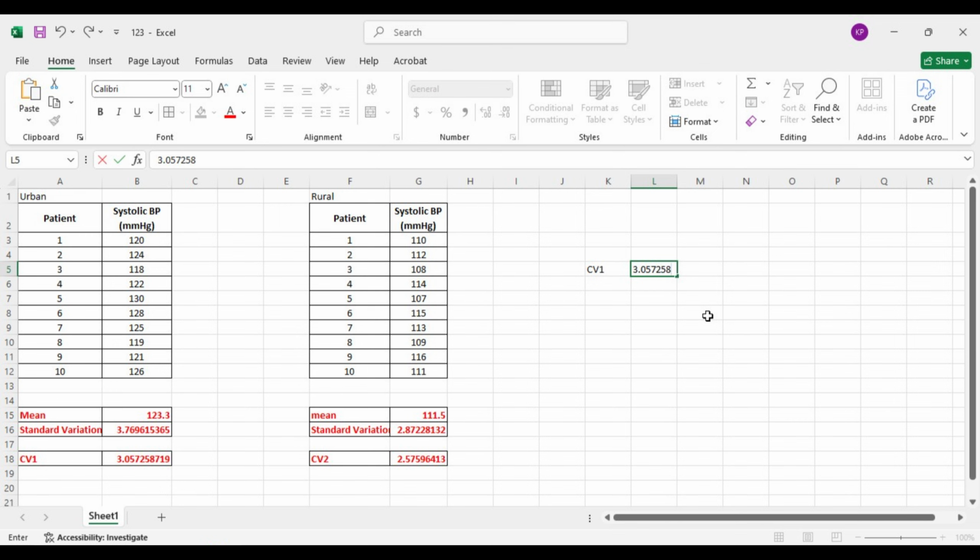So in the urban group, the variation in systolic blood pressure is relatively 3% of the mean, and in the rural group, the coefficient of variance is 2.57, which is low as compared to the urban group.